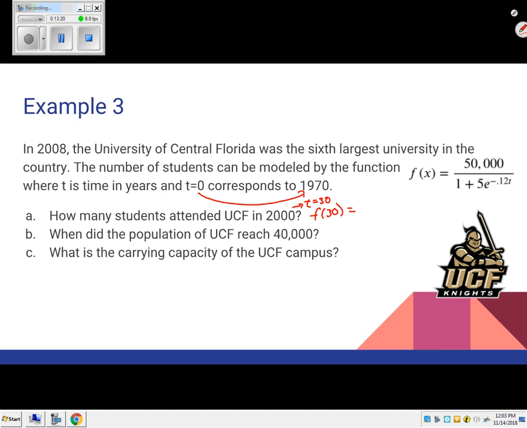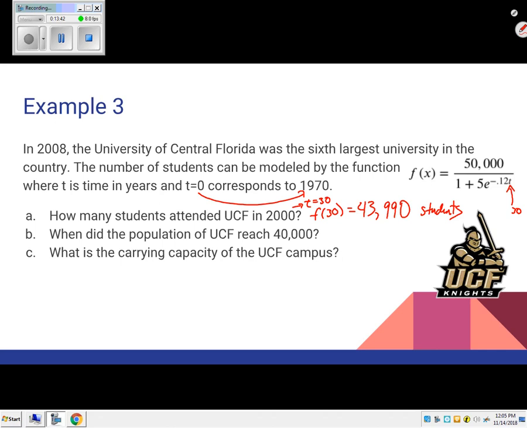I'm going to let you guys go ahead and plug in 30 right here. Pause the video and see if your answer matches up to mine. Be really careful with your calculator and putting everything into parentheses that you need. So go ahead and pause. To the nearest student, I got 43,990 students.